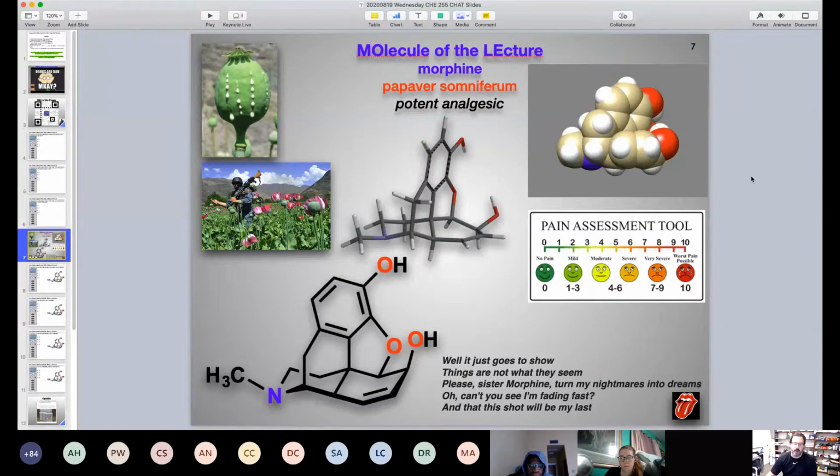So again, I said morphine was an analgesic. So here is something you may have seen at the doctor's office, a pain assessment tool. 0 is no pain, 10 is the worst possible pain.